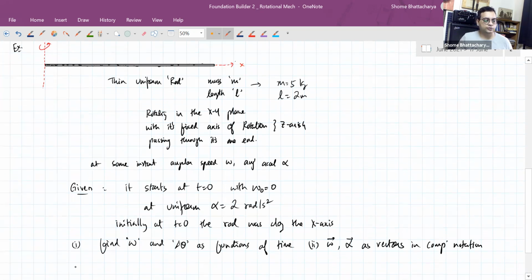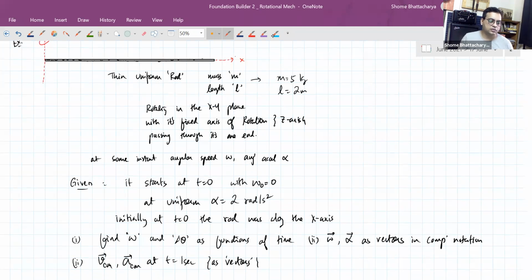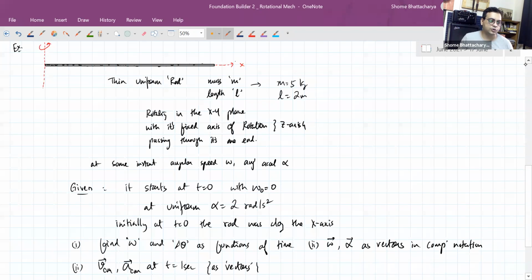And then next what we have to do is find the velocity and acceleration of its center of mass at t equal to 1 second as vectors. That is again in unit vector notation. So this is an application of the concept that we have just seen above, or rather all the physical quantities that we've learned about above. This is a simple example of the application of that. So just try this out, we'll discuss.